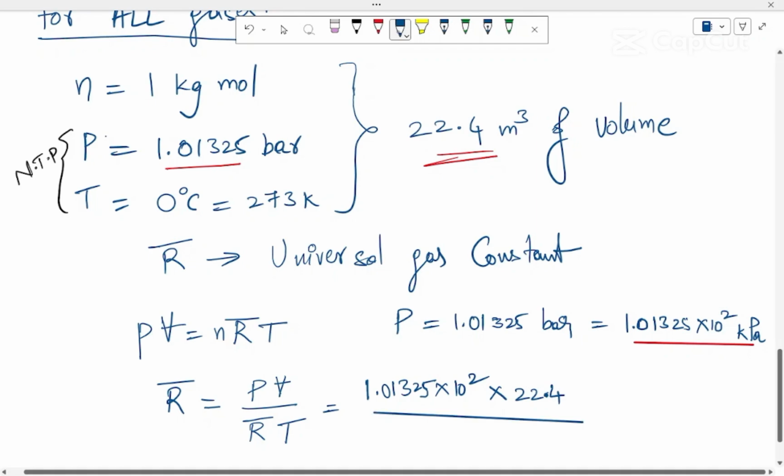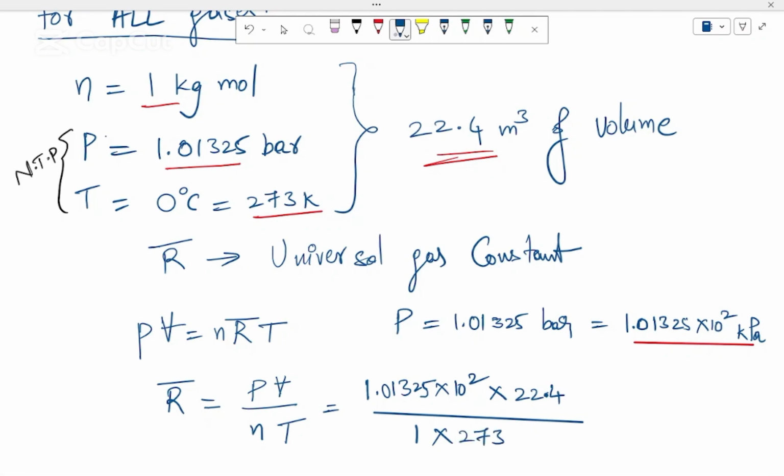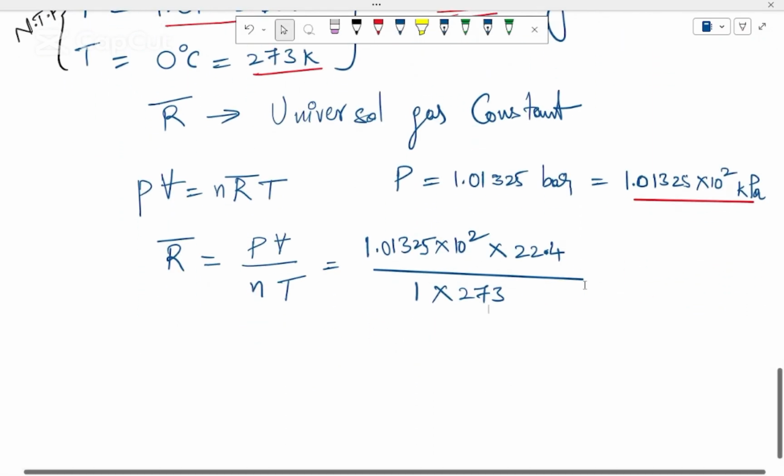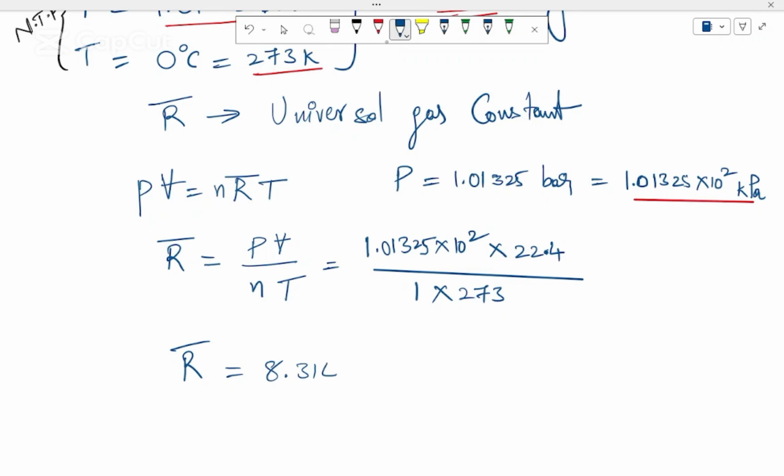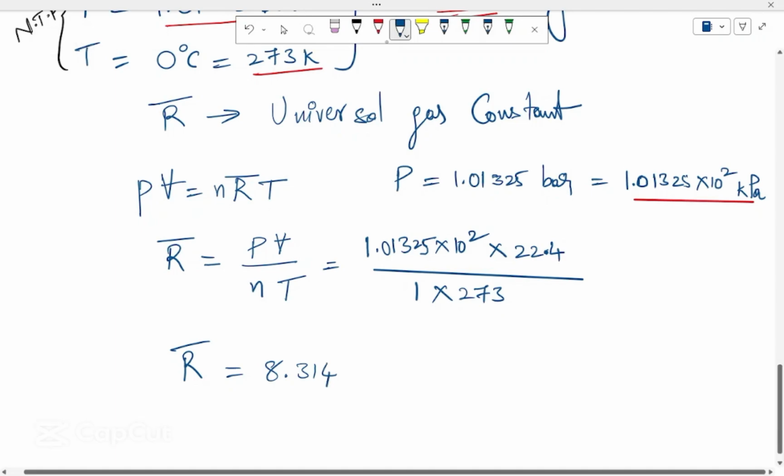Sorry, this should be N here. I have written a mistake here. R bar is already on this side, so I should write N here. The N value is nothing but 1 kg mole. I am substituting that 1 here. This is 1 into, and the temperature substituted in SI unit will be 273 Kelvin. So I've substituted all the values appropriately here, so that I'll be getting the R bar value as 8.314. So this is the value I got for the R bar.